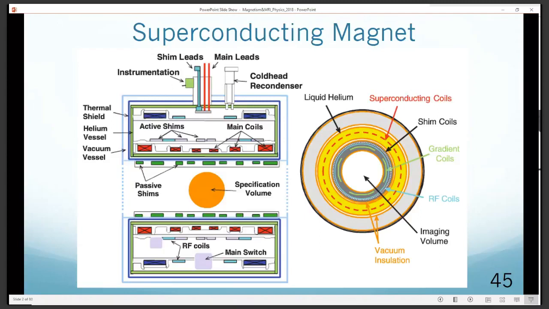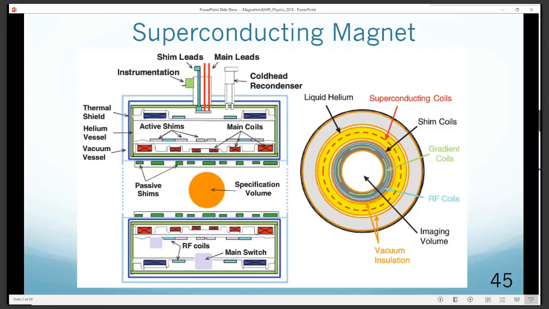There are switches. You put the main leads down on the top here, and all this is submersed in liquid helium, which keeps it close to absolute zero so that the coils remain superconducting. And there's a recondensing or circulation system, and the liquid helium boils off. It will go out, and it will be recompressed and then reinserted into the magnet. And that's why you can go a couple of years without having to add any extra helium.